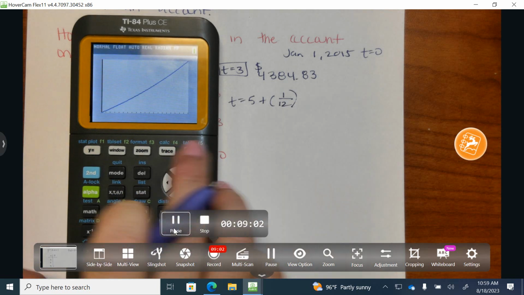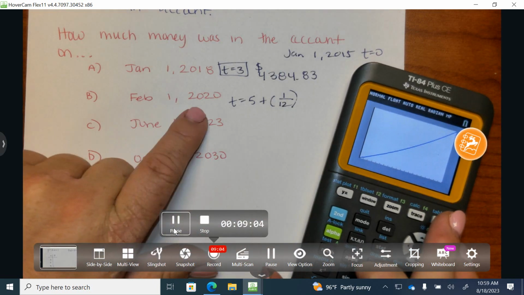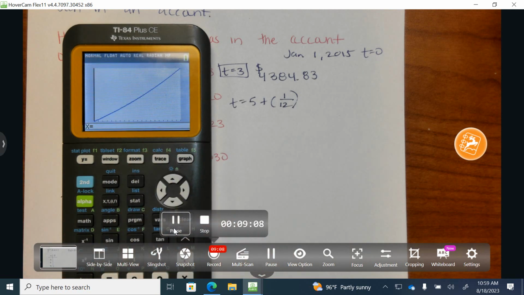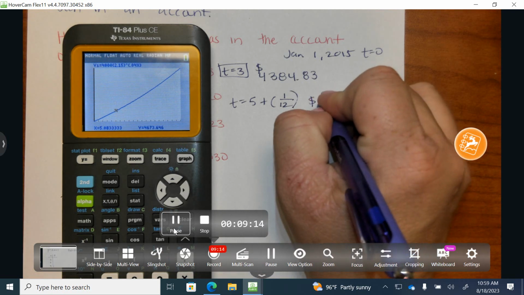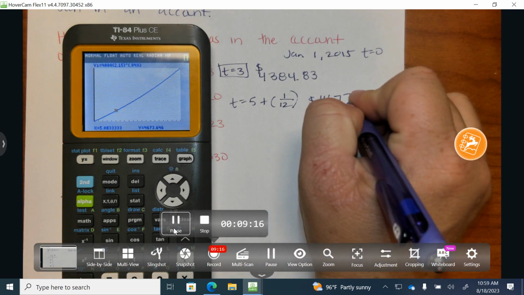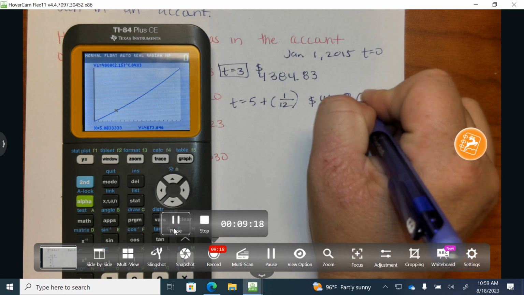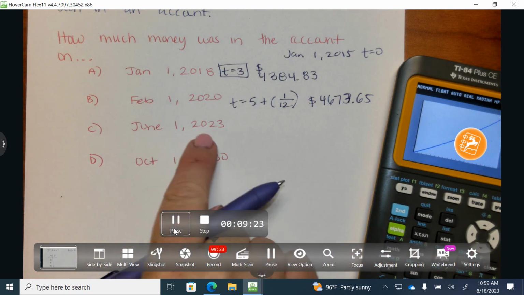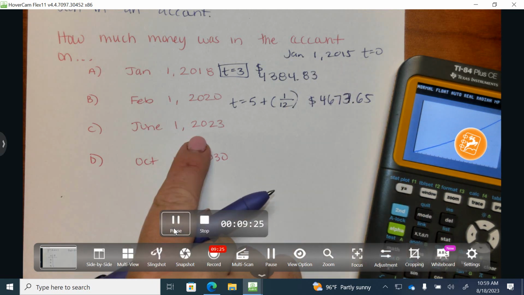So now to calculate how much money on February 1st, 2020 can be found, I'm going to go second, trace, calculate. Not only 5, I have to add in that additional month. And now we can assume there would be $4,673.65. Same thing here. I'm going to go 2015 to 2023.